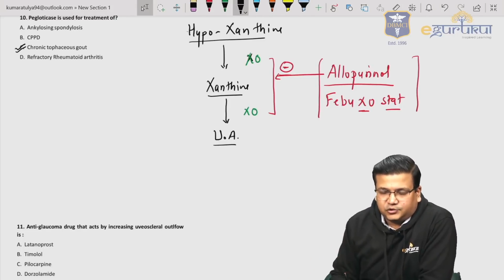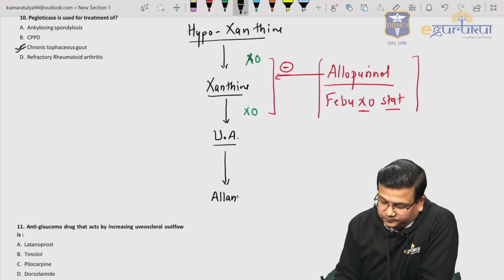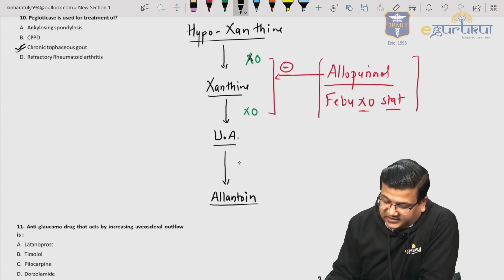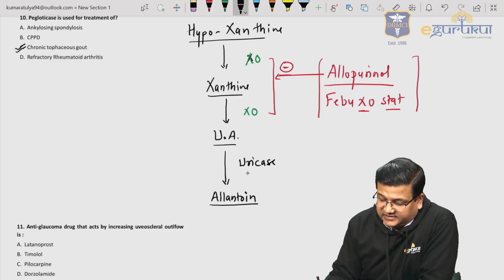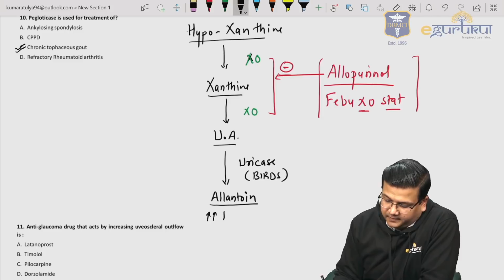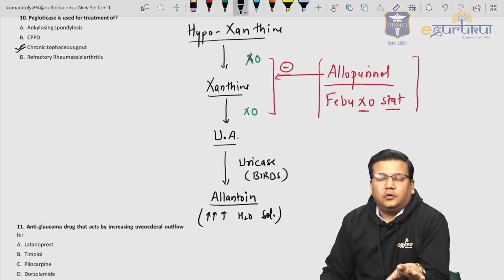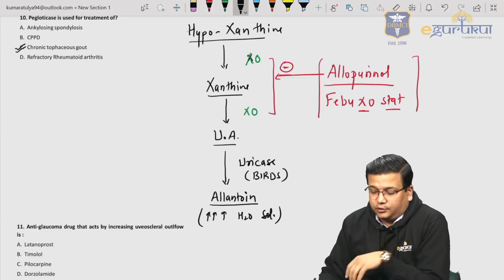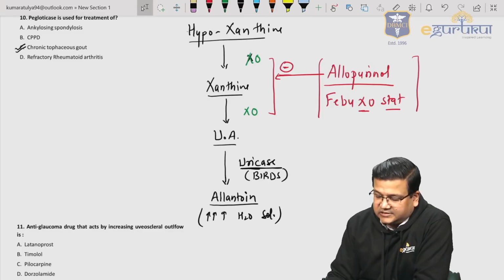Now there was a discovery that was made that uric acid can be converted into a substance known as allantoin by an enzyme known as uricase. Uricase enzyme. Now this uricase enzyme is not present in humans, this is present in birds. And what is the significance of allantoin? That allantoin has a much more water solubility than uric acid. So it can be freely soluble in water and easily excreted. So if birds can convert uric acid into allantoin, they need enzyme uricase.